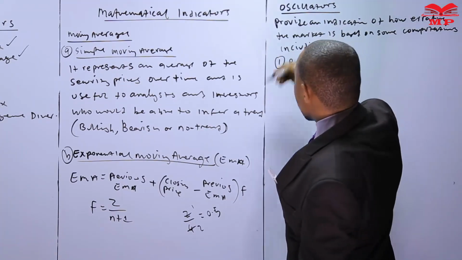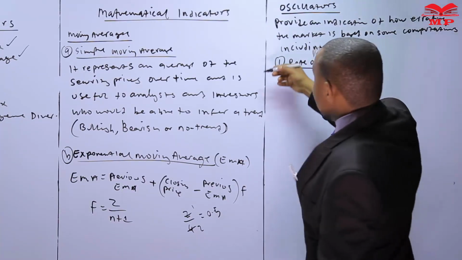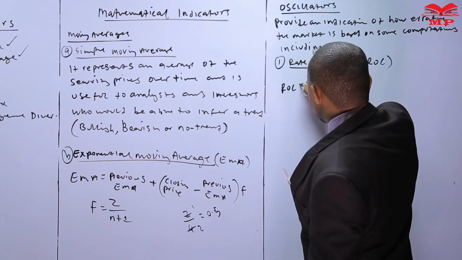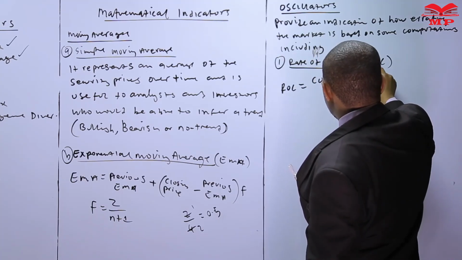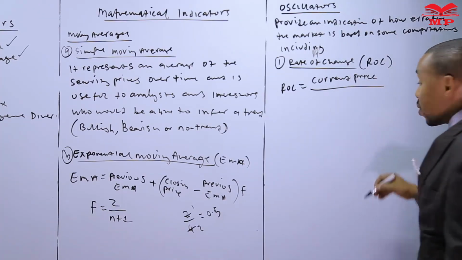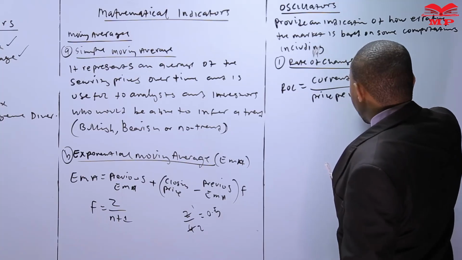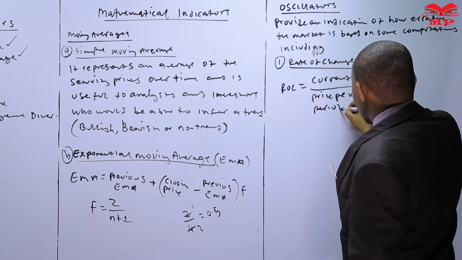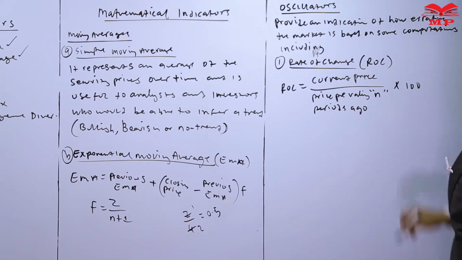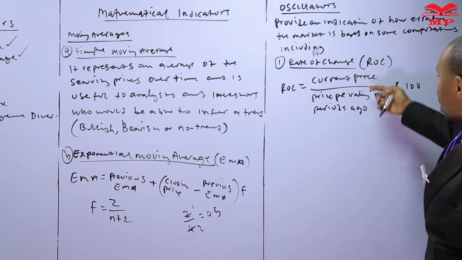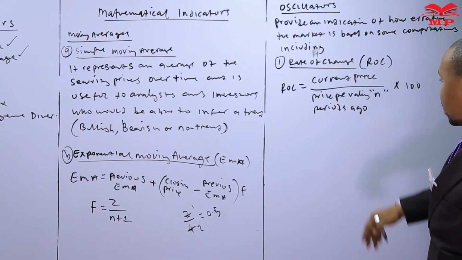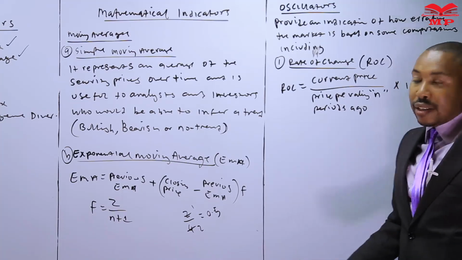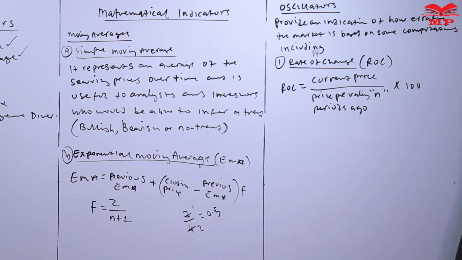Looking at the rate of change as a way of providing an indication of how erratic the market is, ROC is given as the current price divided by the price prevailing N periods ago, multiplied by 100. That is how we compute the rate of change. So you need the current price, and the price prevailing, say, 1 year ago. You divide by that and multiply by 100, and you see the rate of change. Has it increased or has it decreased? That provides an indication of the oscillation within the market.